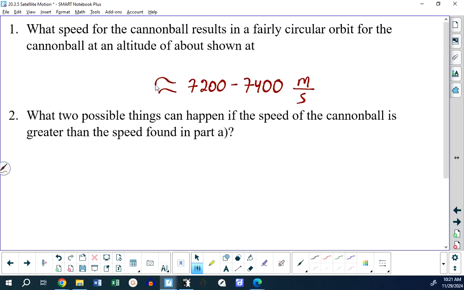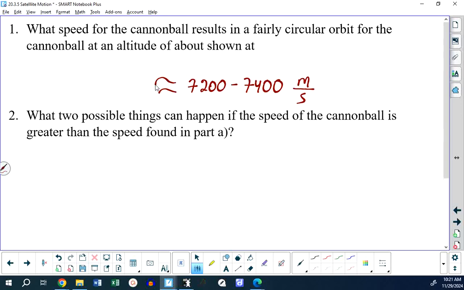There's no sense in us trying to pinpoint it down to a more precise value because this orbit is based on a mountain that is maybe an altitude above the surface of the Earth of 1,000 kilometers or something. It's just a ridiculous diagram, okay? But the point is there is some particular speed that will result in a circular orbit.